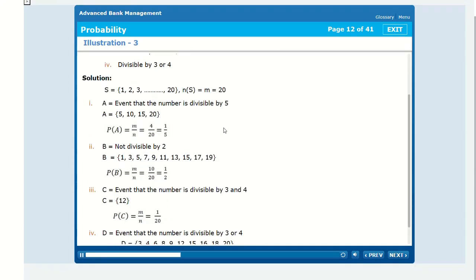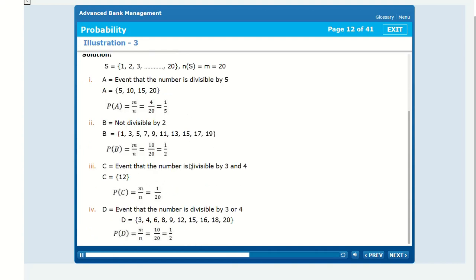Solution. S equals {1, 2, 3, up to 20}, n(S) equals 20. 1. A equals the event that the number is divisible by 5. A equals {5, 10, 15, 20}. 2. B equals not divisible by 2. B equals {1, 3, 5, 7, 9, 11, 13, 15, 17, 19}. 3. C equals the event that the number is divisible by 3 and 4. C equals {12}. 4. D equals the event that the number is divisible by 3 or 4.